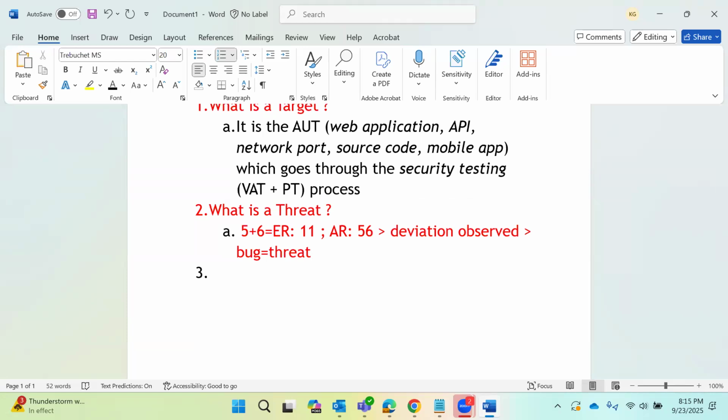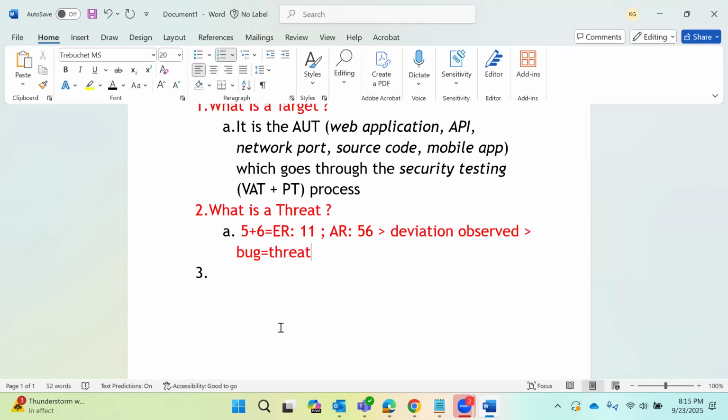A bug could be a functional bug, a cosmetic bug, or a UI related bug, which may not pose any danger to the end user. Whereas a threat is not a simple bug. It's potentially a dangerous bug that might cause loss of revenue or loss of reputation to your organization or to the user as well, because it is a threat observed.